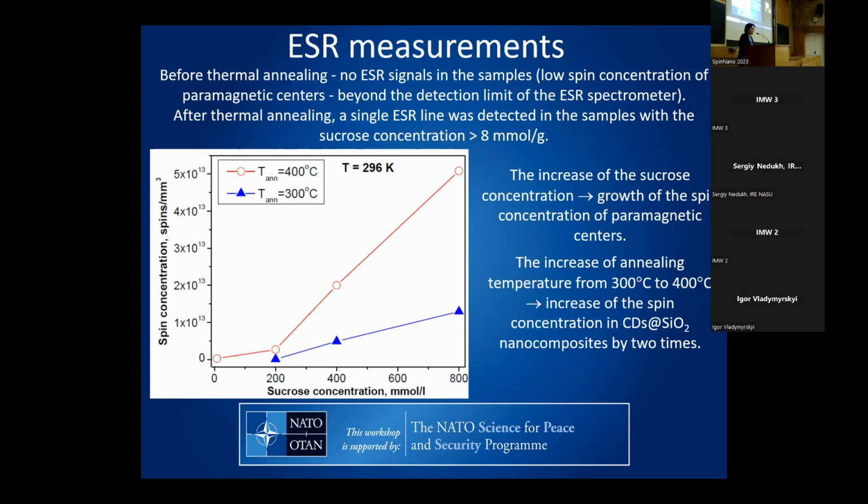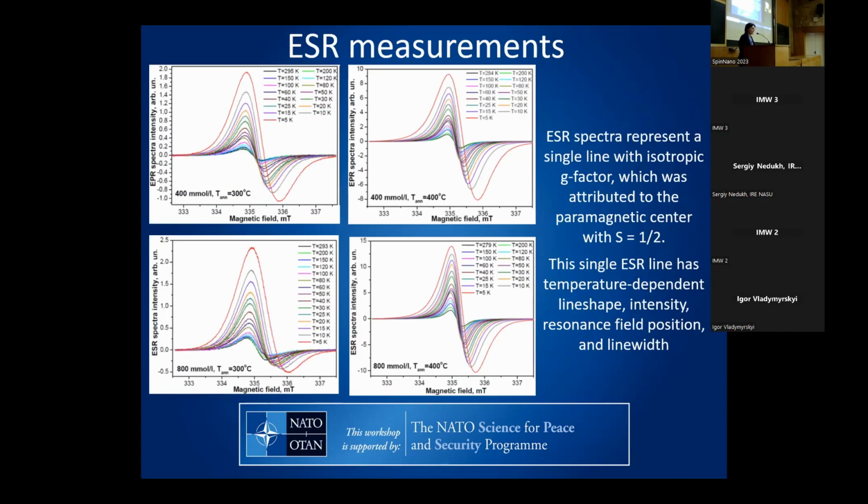So on this figure, there is a dependence of spin concentration on sucrose concentration in our samples. You can see that the increase of sucrose concentration and increase of annealing temperature leads to an increase of the spin concentration in our samples.